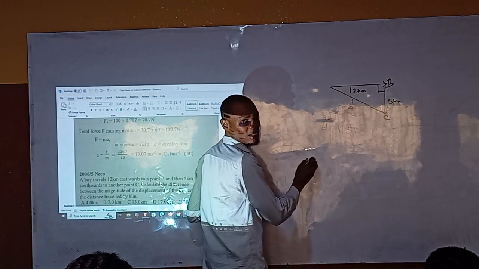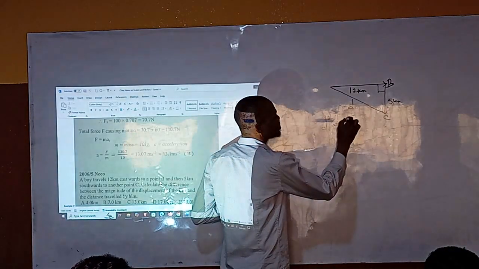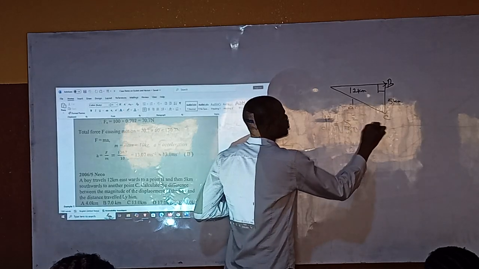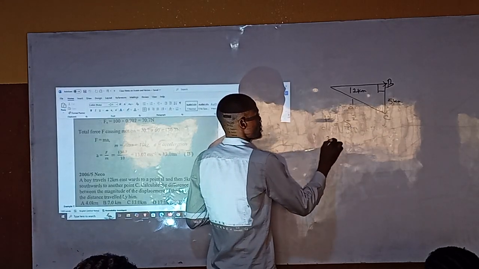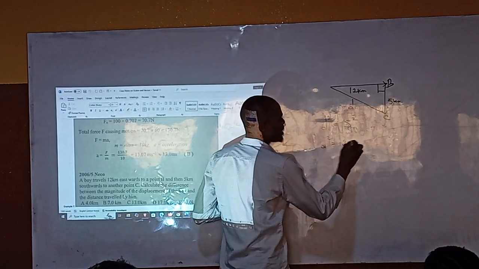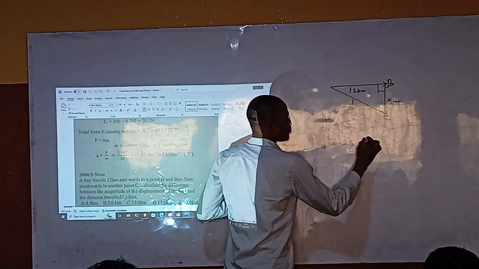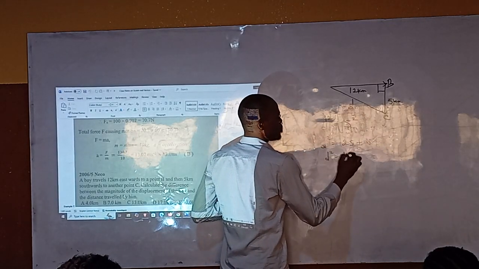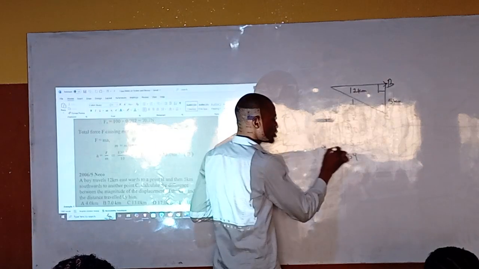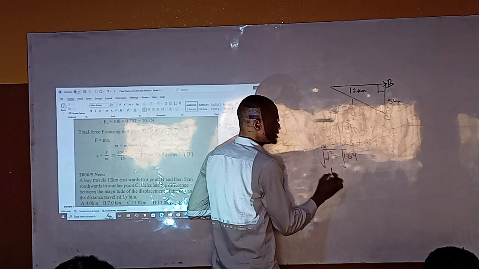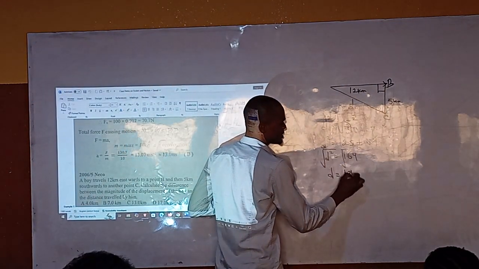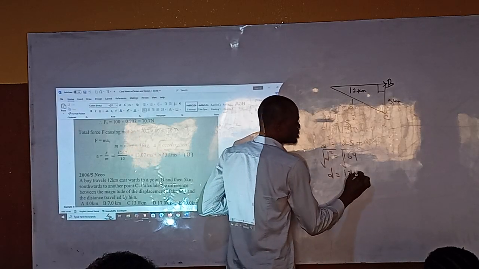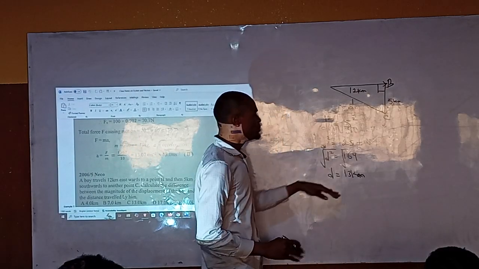Displacement D squared, hypotenuse squared, equals opposite squared plus adjacent squared, which is 5 squared plus 12 squared. 5 squared is 25. 12 squared is 144. So D squared is now 169. Now what are you going to do? Square root both sides. So now D is 13 kilometers.